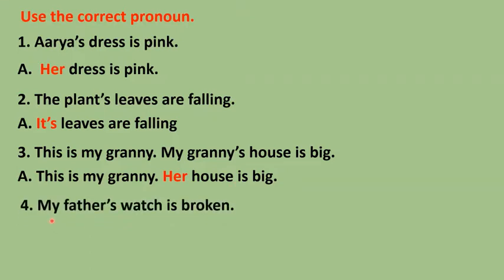My father's watch is broken. Here we are talking about your father's watch. So there is an apostrophe. So in place of my father, you will put his watch is broken. You cannot write he watch is broken. You have to replace the words my father with the pronoun his.